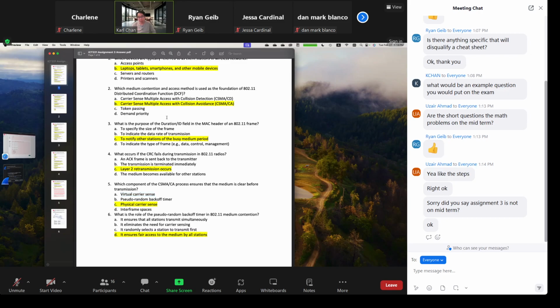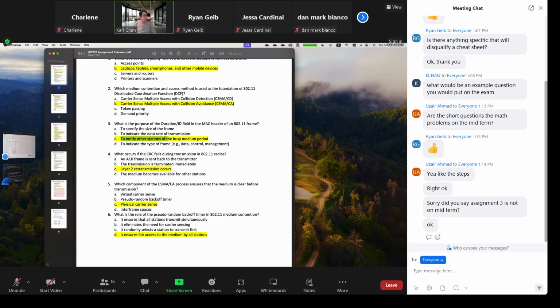This duration ID field is to notify the other stations, to tell other stations that within this time the medium is considered as busy. So other stations will not transmit within this period.